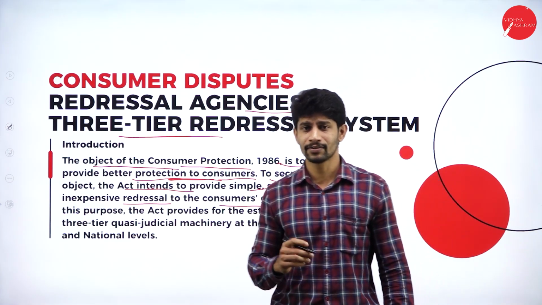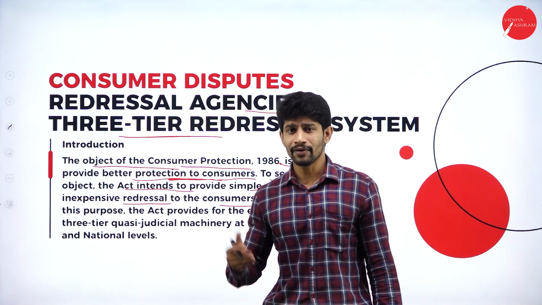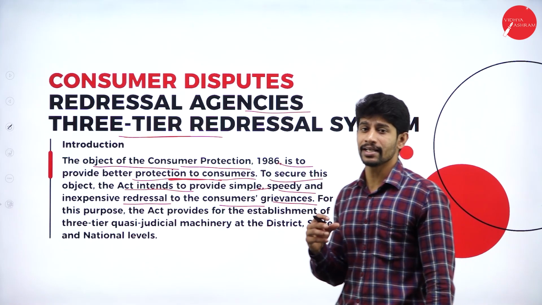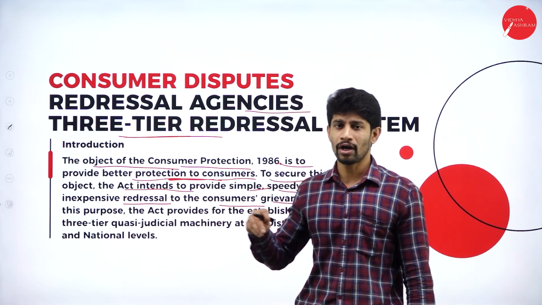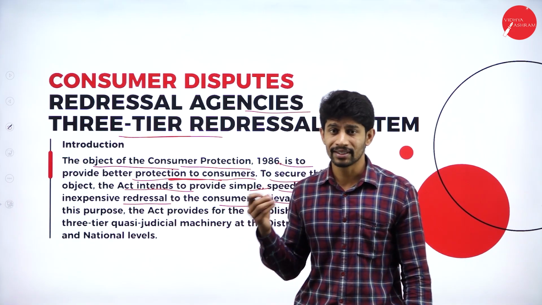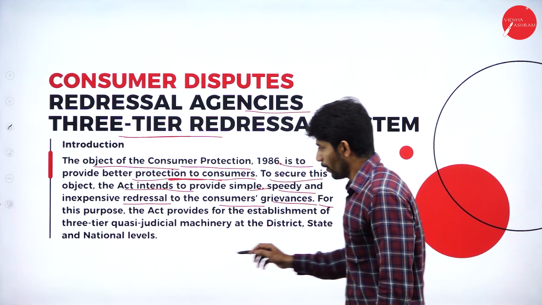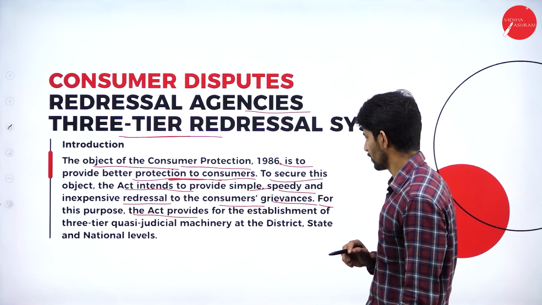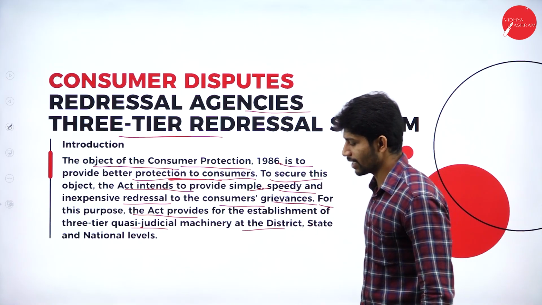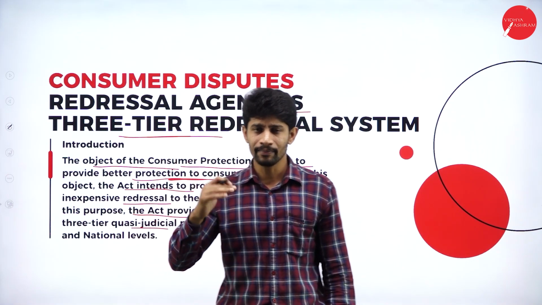That means this Act created the 3-tier redressal system in order to give speedy and inexpensive redressal to the consumer grievance. If any consumer has any problem, in a very short period, with very minimal expenses, you should get the solution for that particular problem. With that intention, this 3-tier redressal system is created. For this purpose, the Act provides for the establishment of a 3-tier quasi-judicial machinery at the district, state and national level. So this system is created based on district, state and national level.